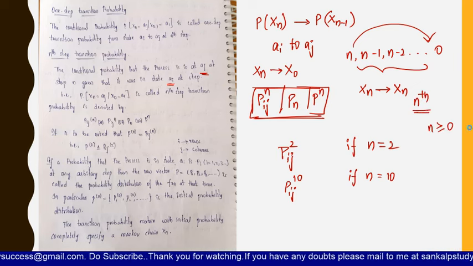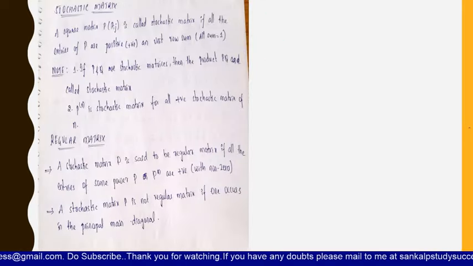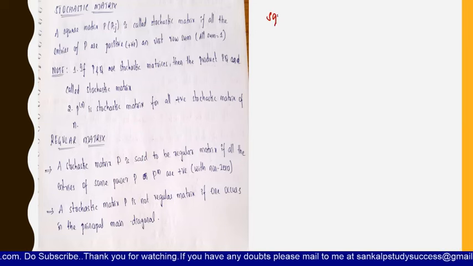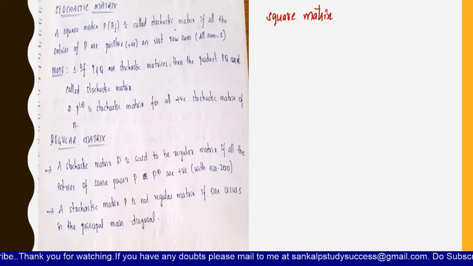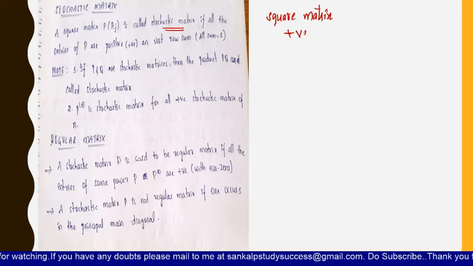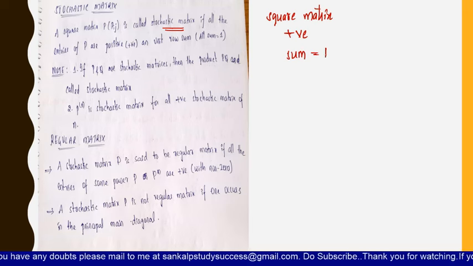Now, let us see what is a stochastic matrix. First of all, the first point is that it is a square matrix. Any square matrix is known as a stochastic matrix if all the entries are positive and the sum of the elements of each and every row is equal to 1. If these two conditions are satisfied, then that matrix is known as a stochastic matrix.